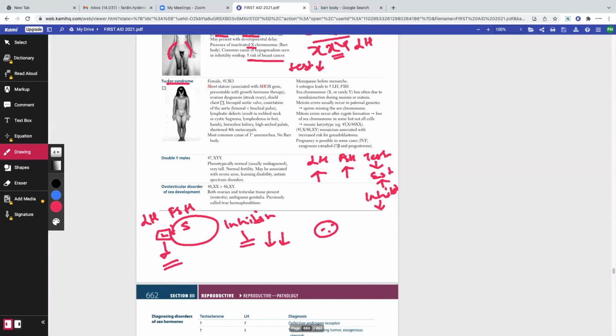The next one that I want to talk about is known as 45XO or Turner syndrome. What is Turner syndrome? Turner syndrome is basically a condition where females, who are supposed to have two X chromosomes, XX, instead end up having only one X chromosome, that is, X0. So one X chromosome is present, another X chromosome is not here.